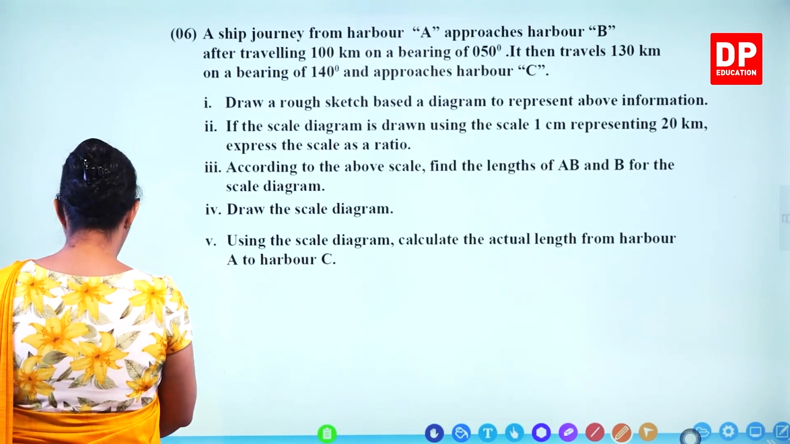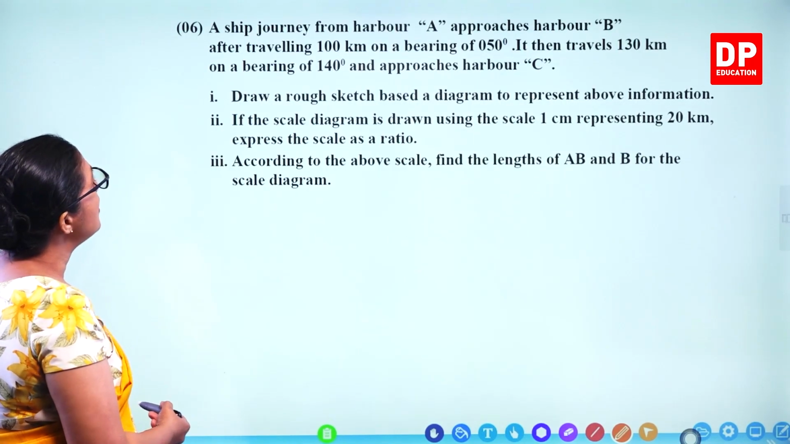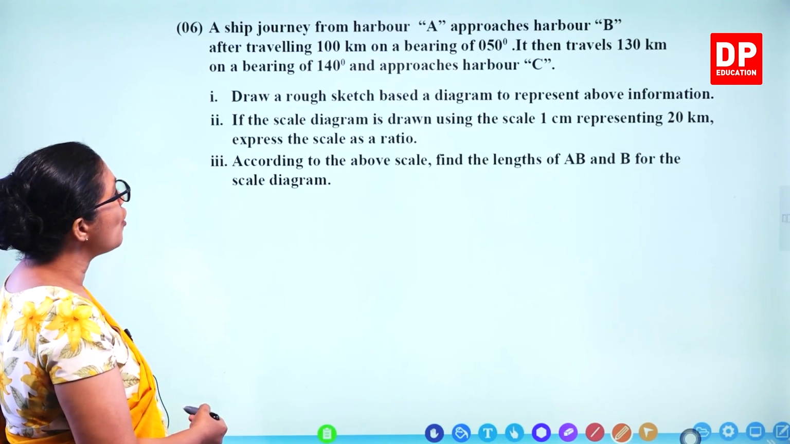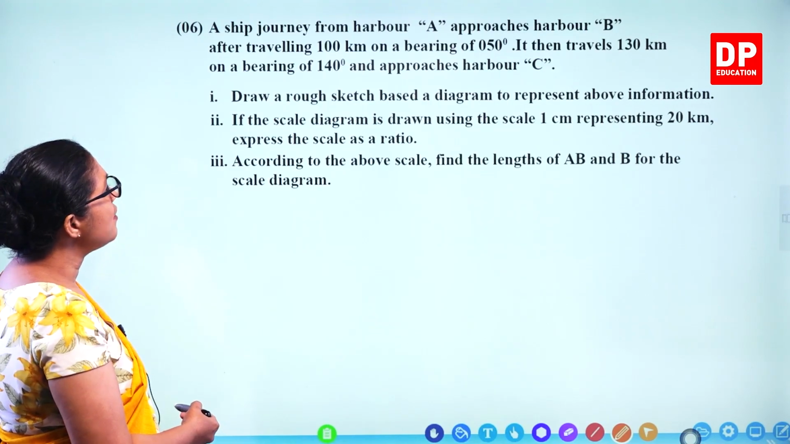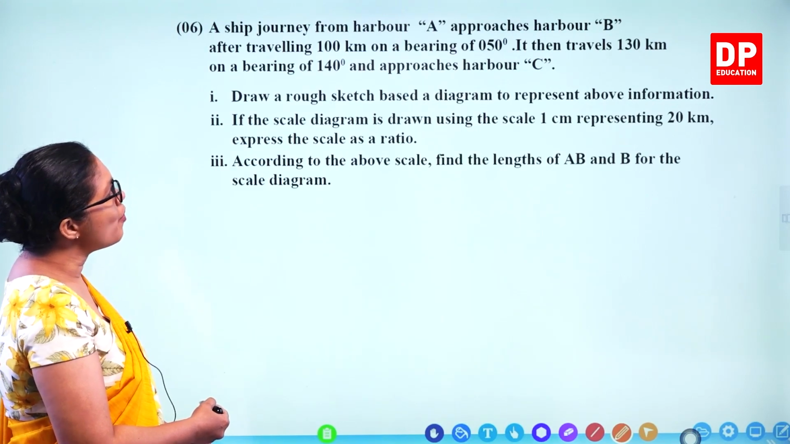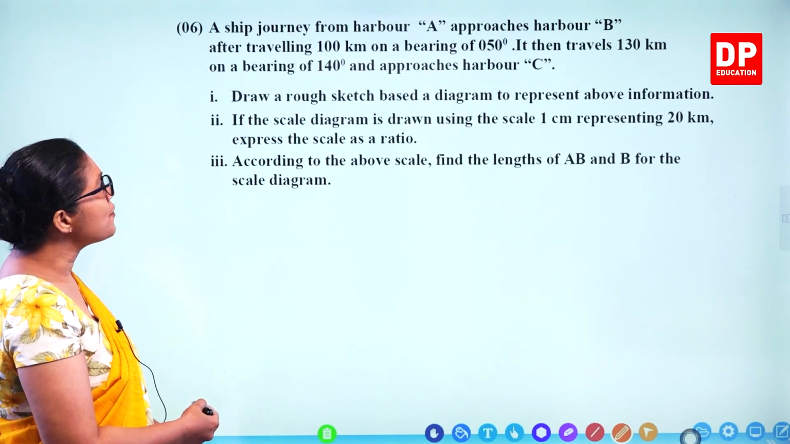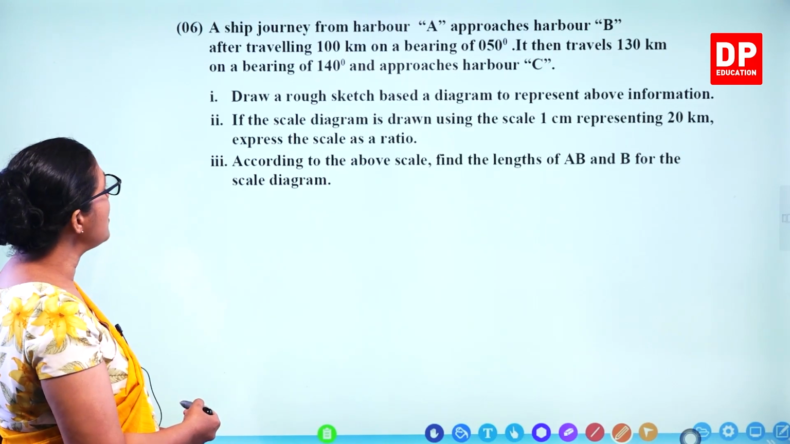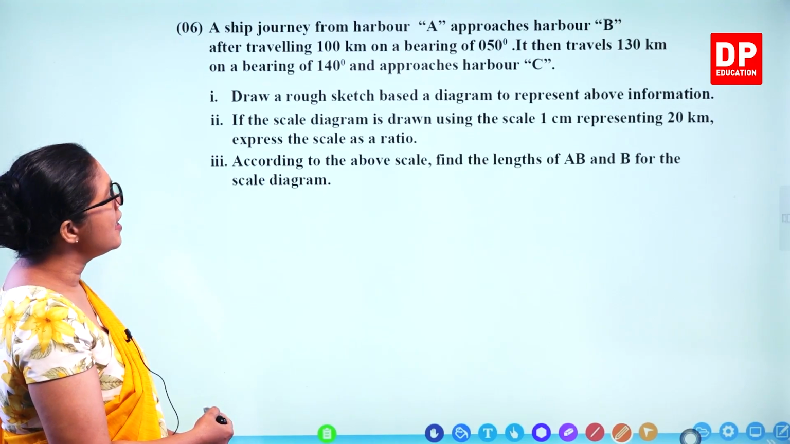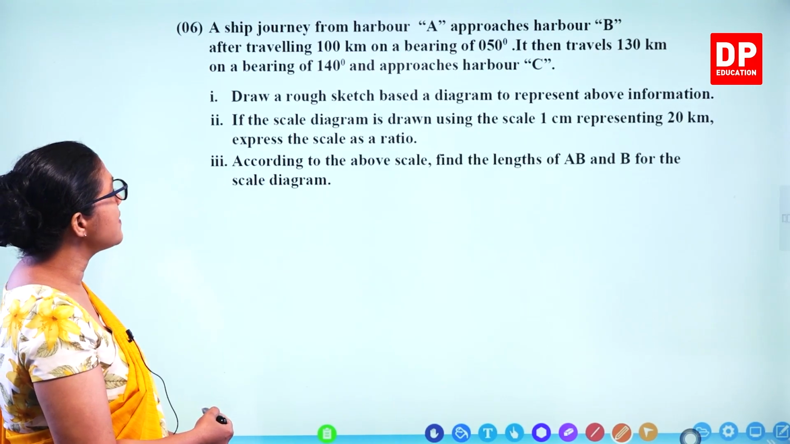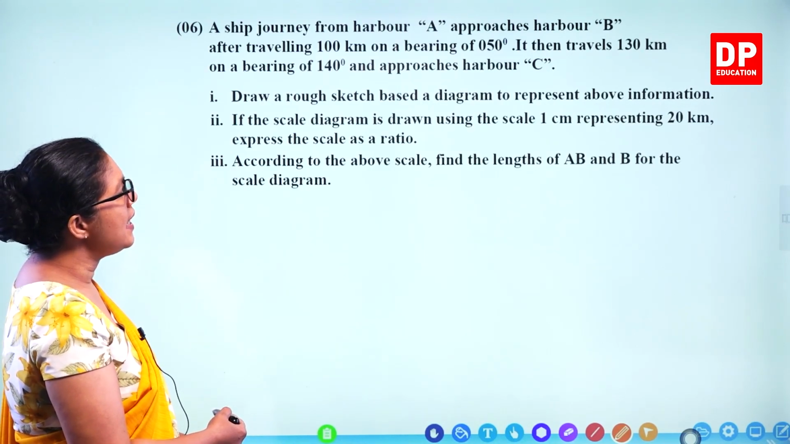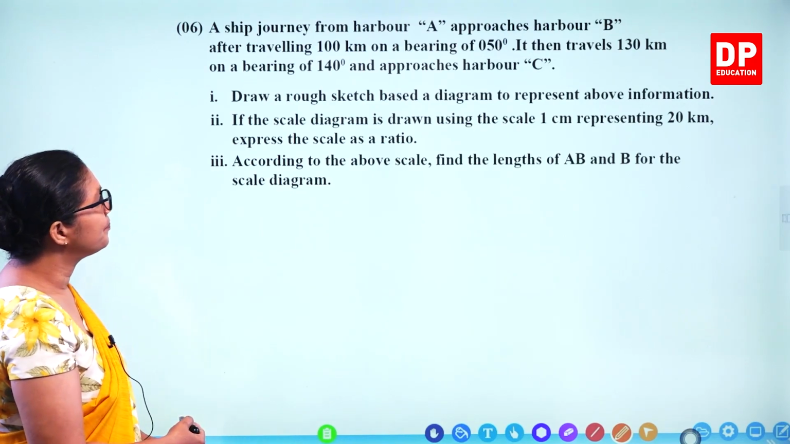So let's do it. You have 5 parts. A ship journey from harbour A approaches harbour B. After travelling 100 kilometers on a bearing of 50 degrees, it then travels 130 kilometers on a bearing of 140 degrees and approaches harbour C. Draw a rough sketch-based diagram to represent the above information. If the scale diagram is drawn using the scale 1 centimeter representing 20 kilometers, express the scale as a ratio. According to the above scale, find the length of AB and BC for the scale diagram.